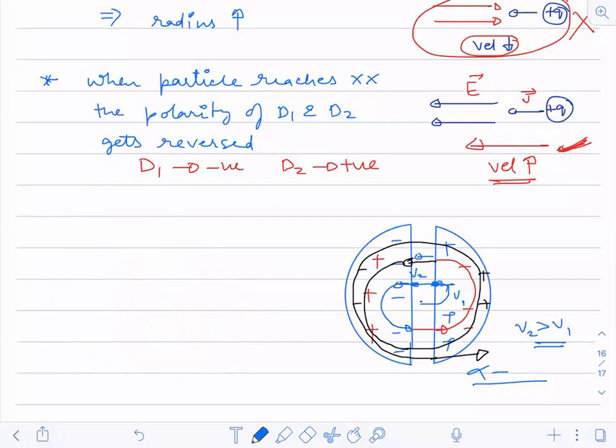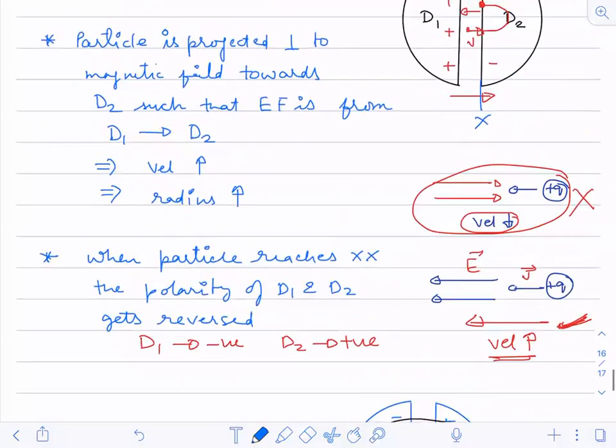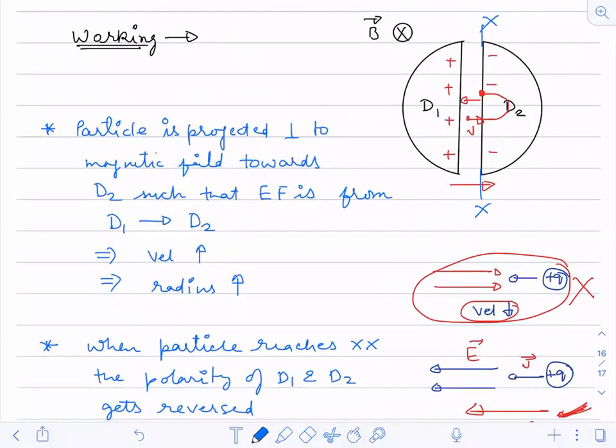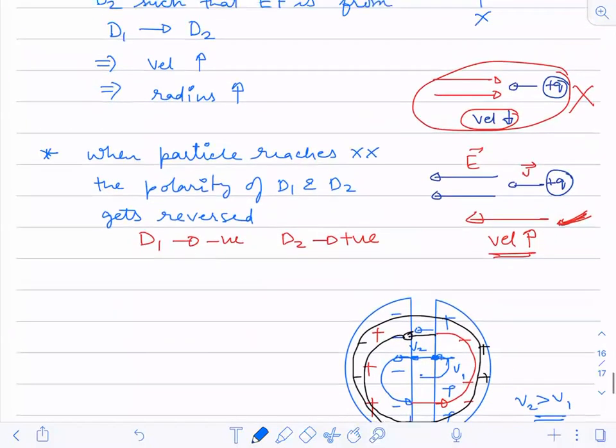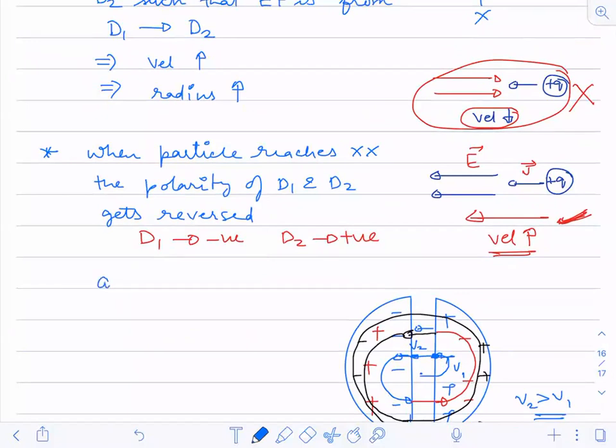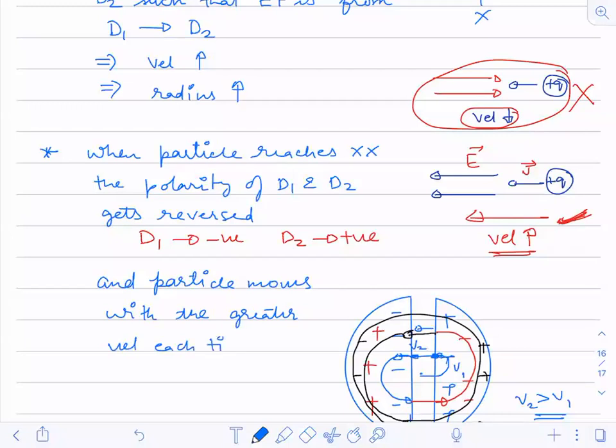Now, if you have understood this, what I'm going to write down is that when the particle reaches here, the polarity of D1 and D2 gets reversed. Again the polarity of D1 and D2 gets reversed, and the particle moves with a greater velocity each time.